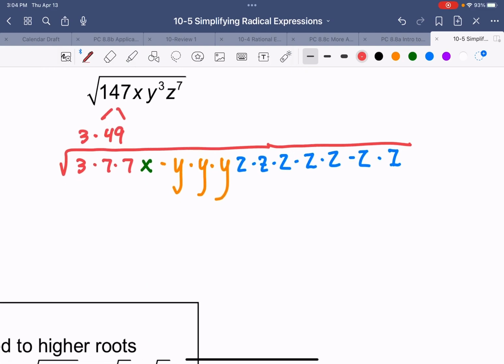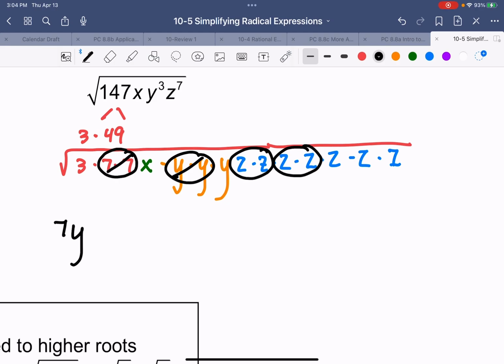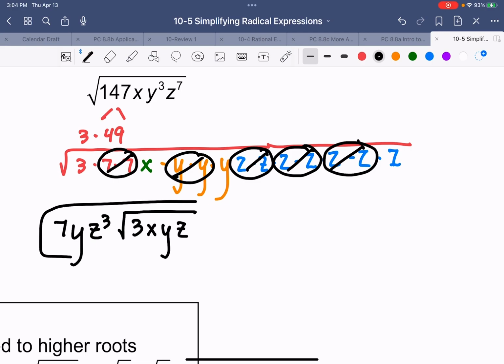And take out all your pairs. So we can take out a 7, a y, 1 z times another z times another z. That will be represented by z to the 3rd. What's left over? 3x, y, z. Okay.